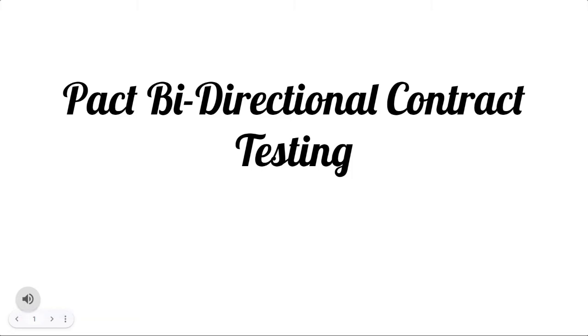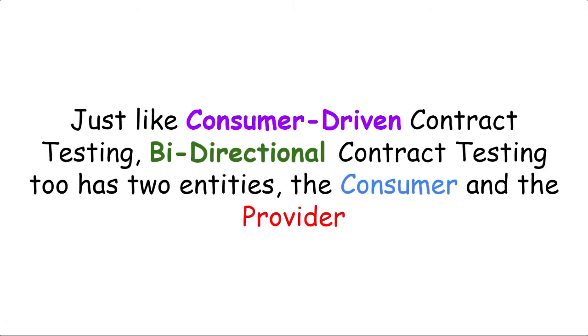In this video, I will help you to understand the workflow of bi-directional contract testing. Just like any other contract testing approach, bi-directional contract testing has two main entities: the consumer and the provider. As mentioned, you can see two entities, the consumer and the provider.